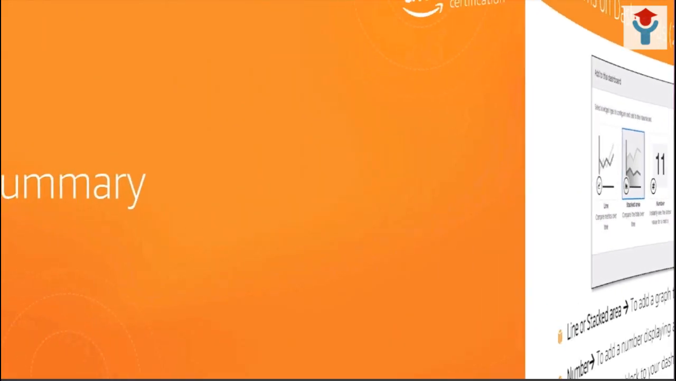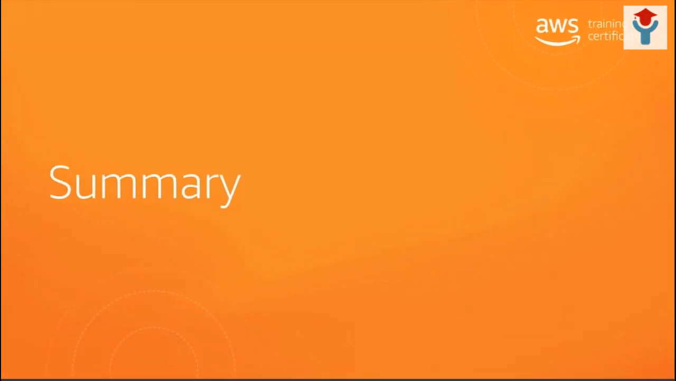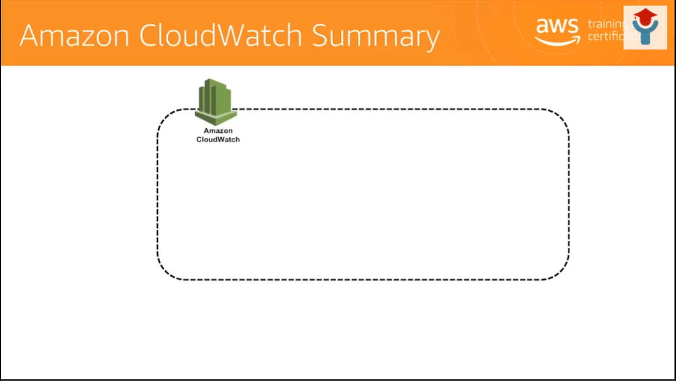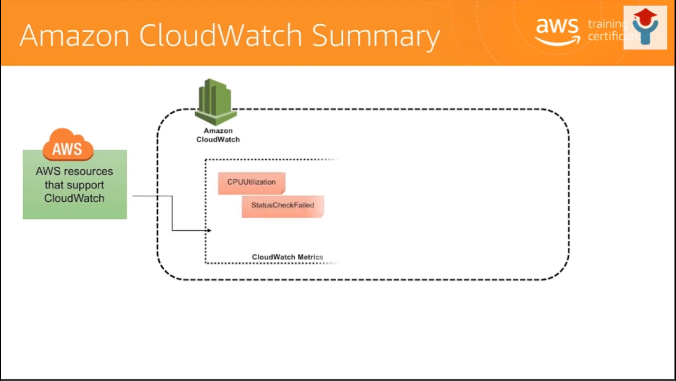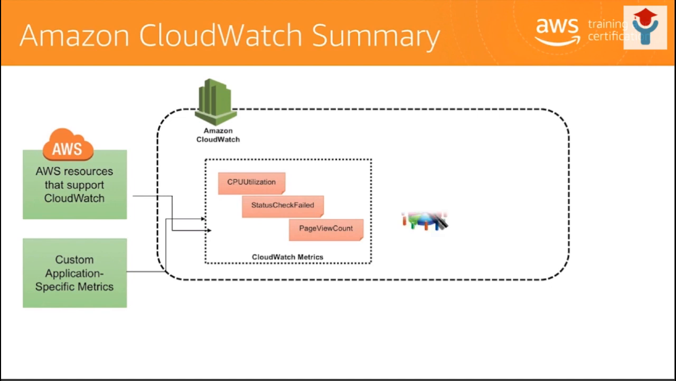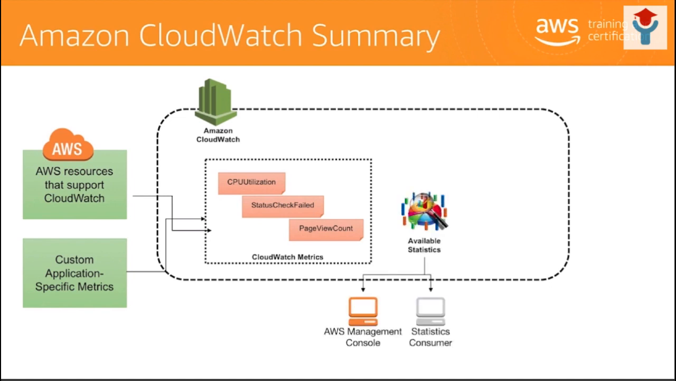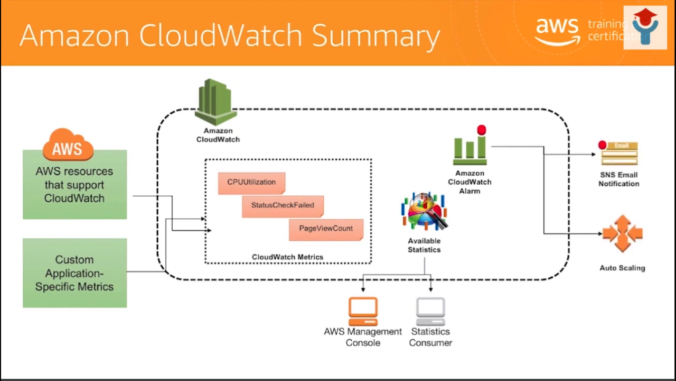So in this brief introduction to Amazon CloudWatch, we've talked about the Amazon CloudWatch core services as well as the AWS resources that support CloudWatch, including standard metrics and custom metrics. We've talked about some of the available statistics within CloudWatch and how they can be displayed through the Amazon CloudWatch Management Console, or they can trigger an Amazon CloudWatch alarm, which in turn can send out an SMS or email notification or trigger an auto scaling event.